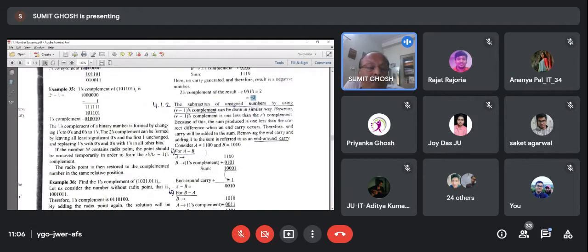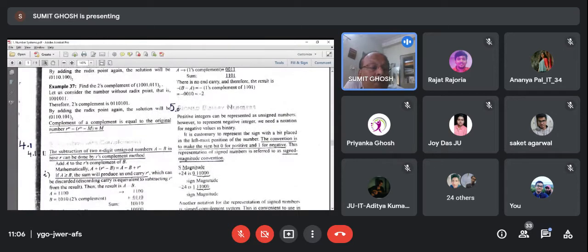Now, till now, what we have done in this 4.1.1, we have subtracted two numbers using 2's complement. R's complement method, that means radix complement, that means 2's complement. Yes or no?